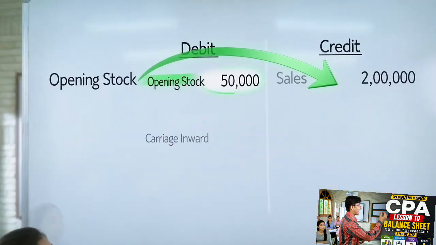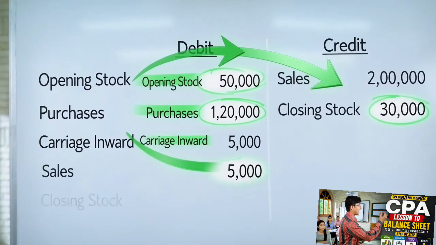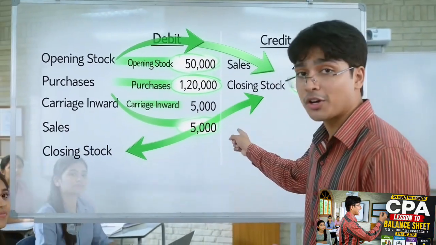Opening stock goes to the debit side. Next, purchases and carriage inward. Now for the credits, sales and closing stock. This gives us our gross profit. Let's draw the trading account format.